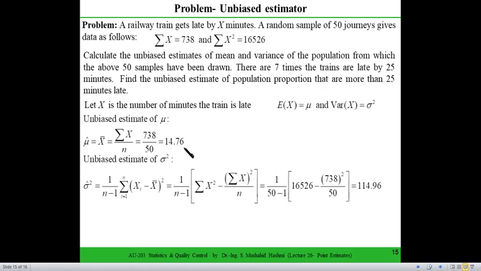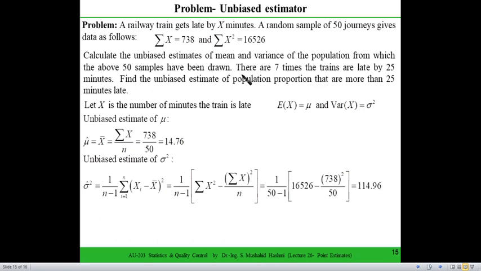The next thing, you work out the unbiased estimator of the expected value. It is the same as the population, so it would be satisfying unbiasedness. Next, look at the unbiased estimate of the variance, which comes out to be 114.96. So this is what we have calculated, the unbiased estimates of the mean and the variance.